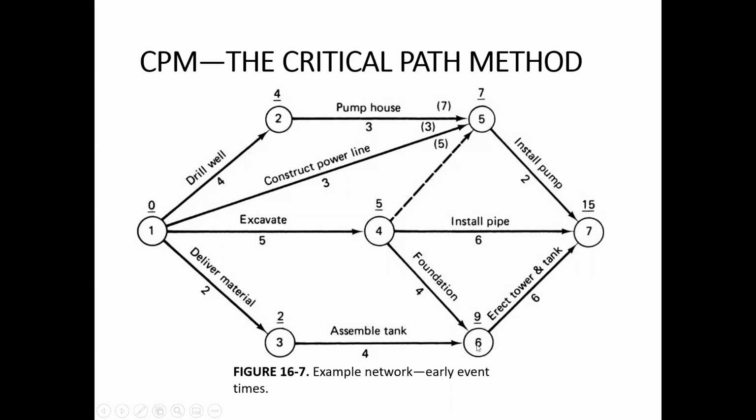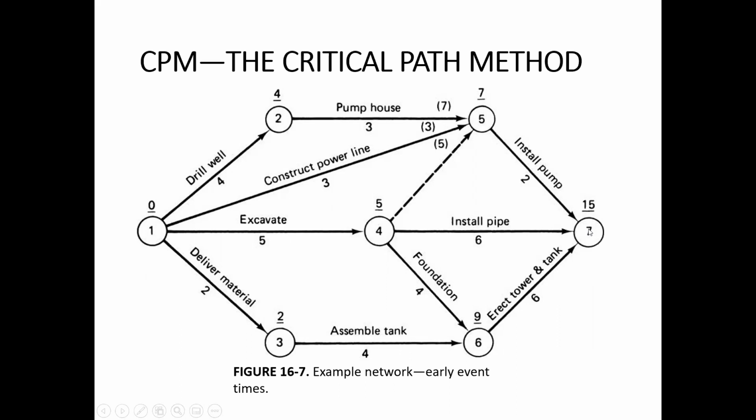And then we have event number 6. So you can see that we have the number 9, which is the highest of the 2 numbers: 5 plus 4, which is 9, and then 2 plus 4, which is 6. So from 6 and 9, 9 is the highest number. Although these 2 options have not been shown over here for clarification, you can easily see that 9 will be the highest number which we will take.